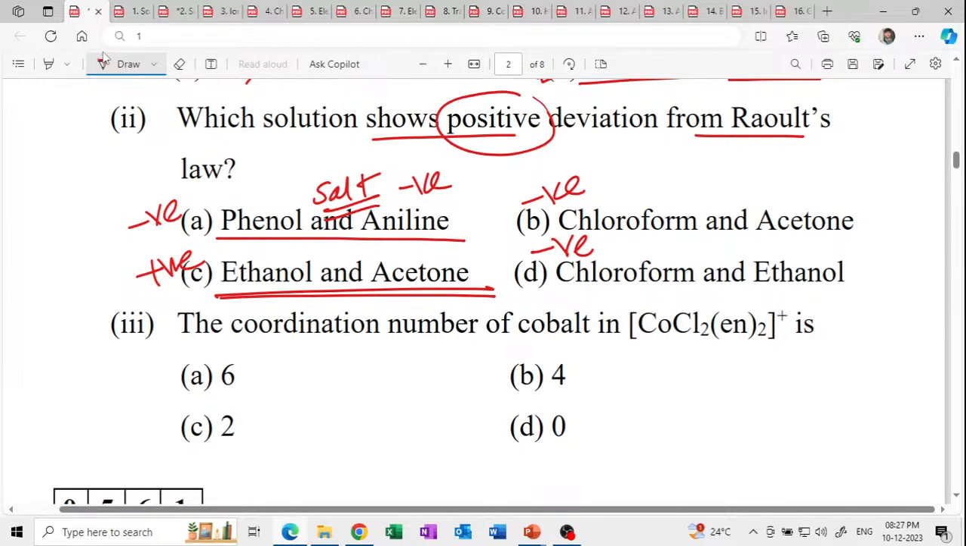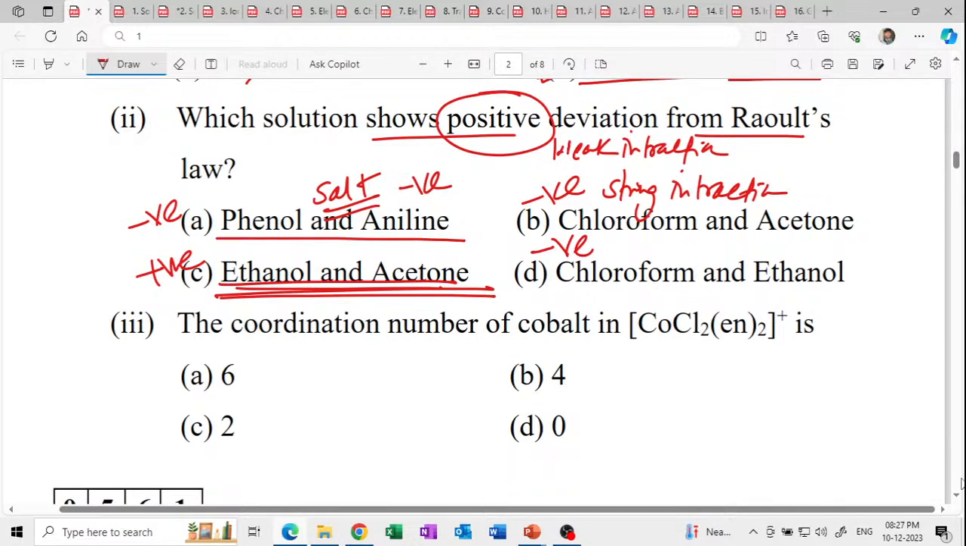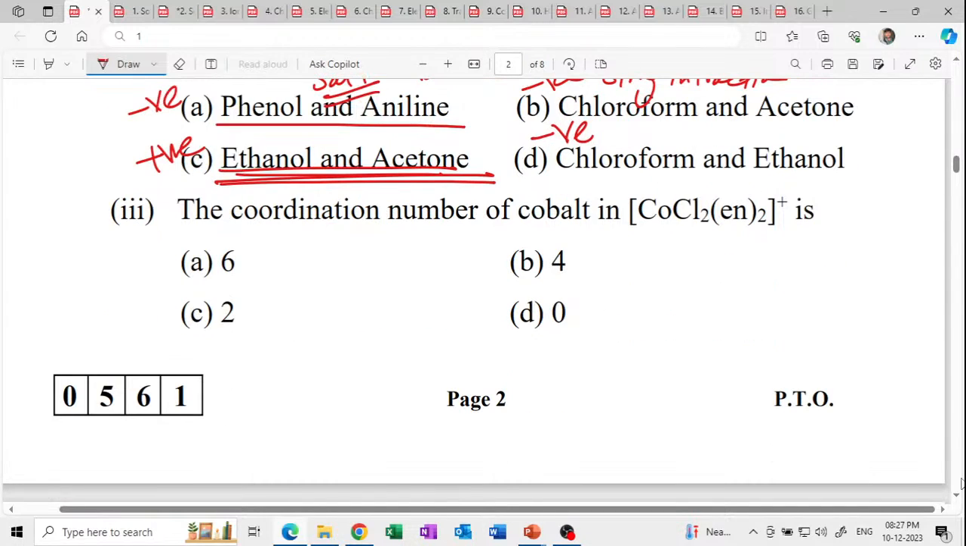Positive deviation stands for weak interaction between solute and solvent, and negative deviation is a strong interaction between solute and solvent. So ethanol plus acetone shows the positive deviation, and it has the lower boiling point. Get it? Next.